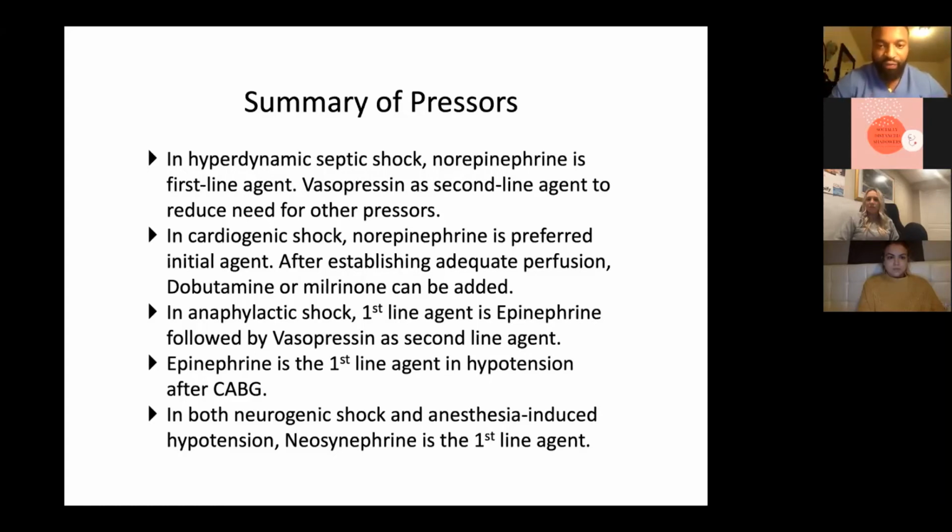So these are a summary of the pressures. But I hope you guys understand the reasons why pressures are being used, and that knowing the state of a patient, knowing the shock state, is very, very important. Once you classify the shock state, then you can say, oh, we need to use this. But the good thing is that norepinephrine is always the first line, and then vasopressin is a second-line agent.